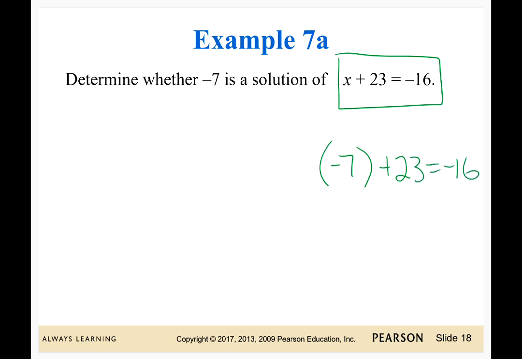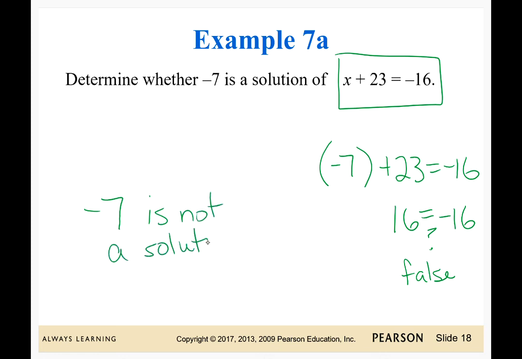Is this true? If I owe $7 and I have 23 in my pocket, that means I have $16. So the question is, is having $16 the same as owing $16? That is not the same thing. That is a false statement. So if we get a false statement when we plug in our solution, that means we have the wrong answer. -7 can't possibly be the answer. So -7 is not a solution.